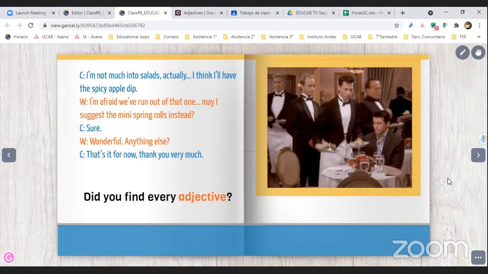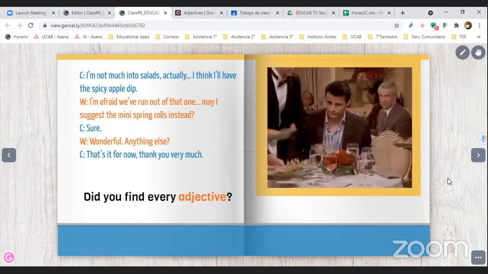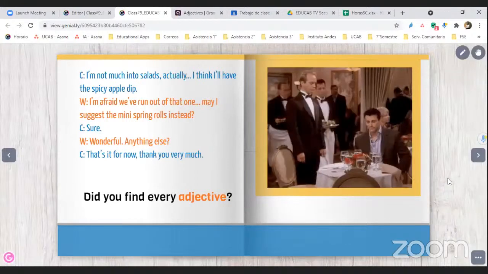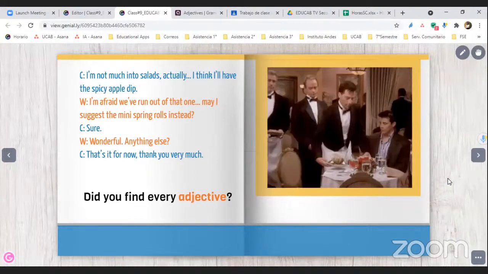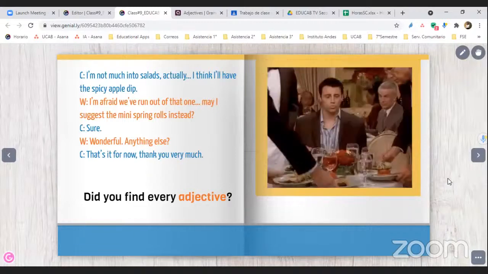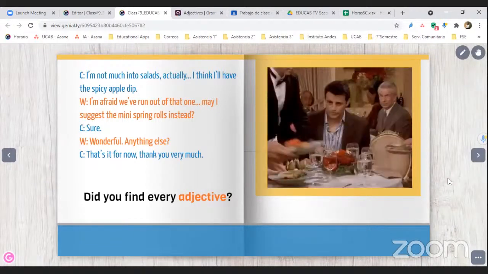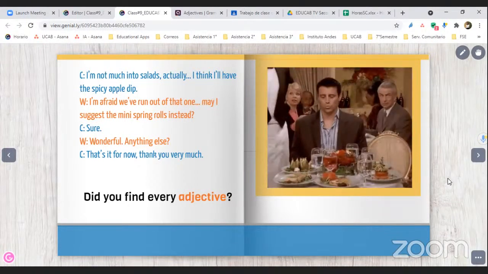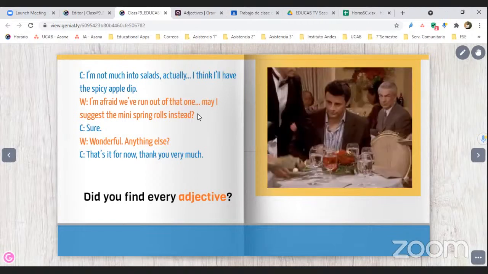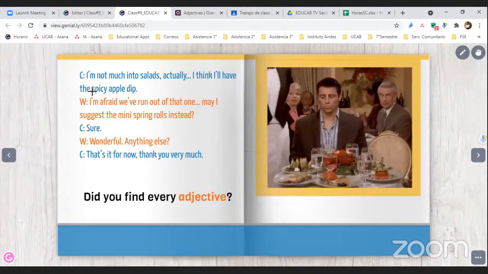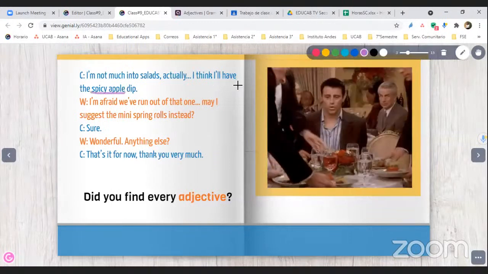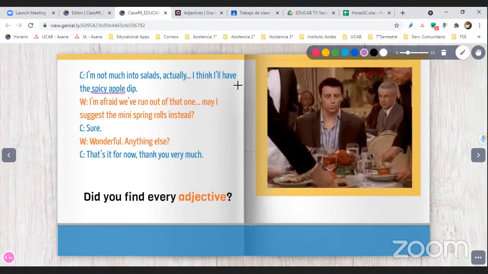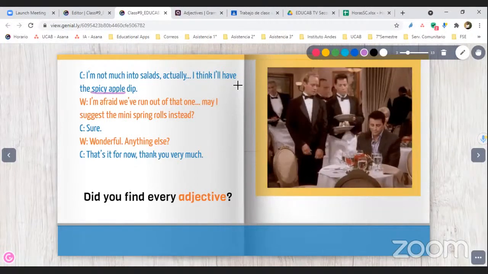Okay, so let's go with the first sentence so we can see if we can spot an adjective there. So: I'm not much into salads, actually. I think I'll have the spicy apple dip. Do you see any adjectives there? Spicy. Okay, spicy and also apple, because both of them are describing the dip, like the salsita, okay? So the spicy apple dip, good.